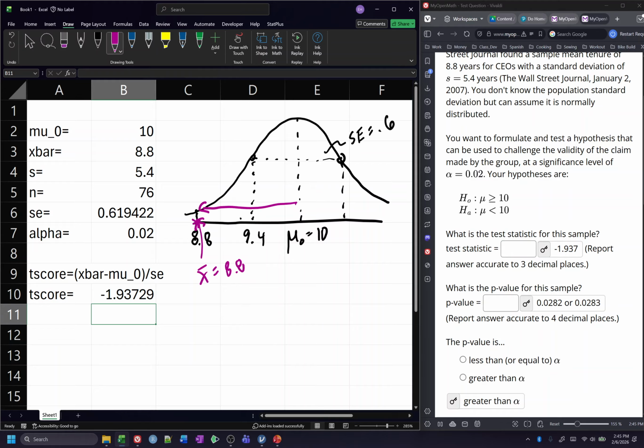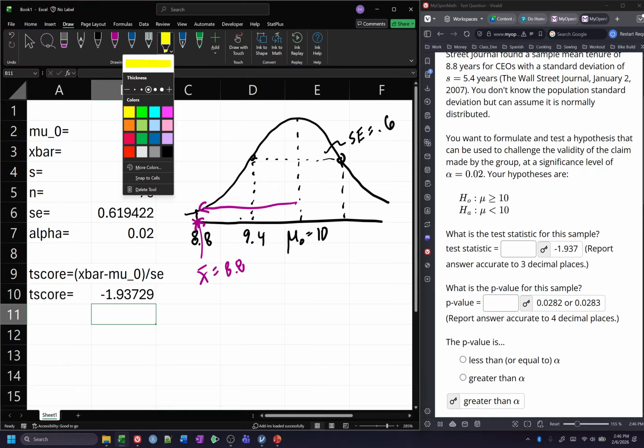Well, from my little drawing here, it looks like a roughly 2, and what we calculated is about 2. It's negative 1.9. Cool. What's the p-value then? Well, the p-value is saying, let's assume that the null hypothesis is in fact 10.